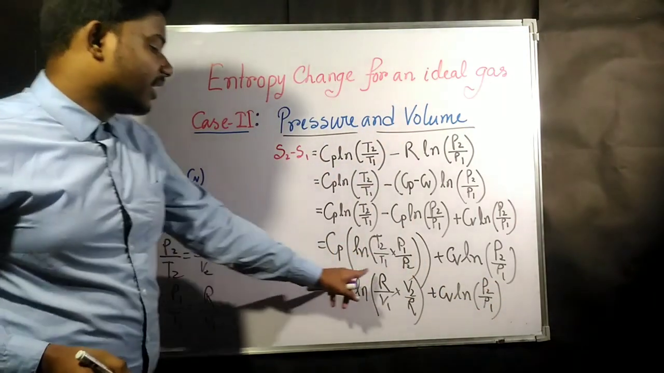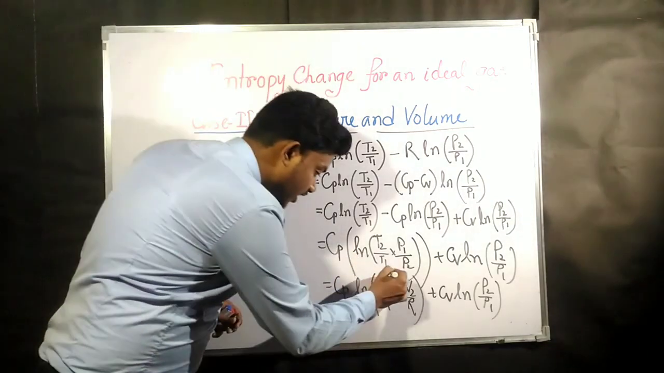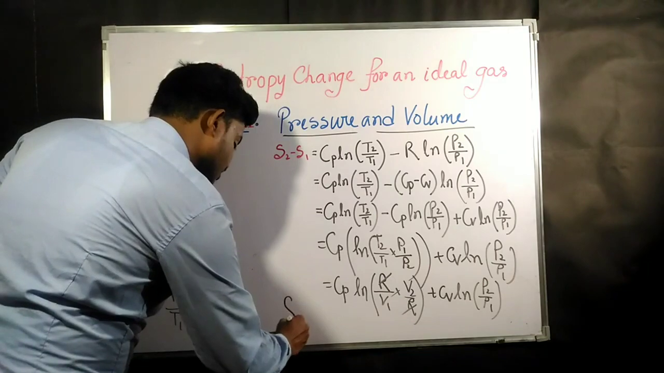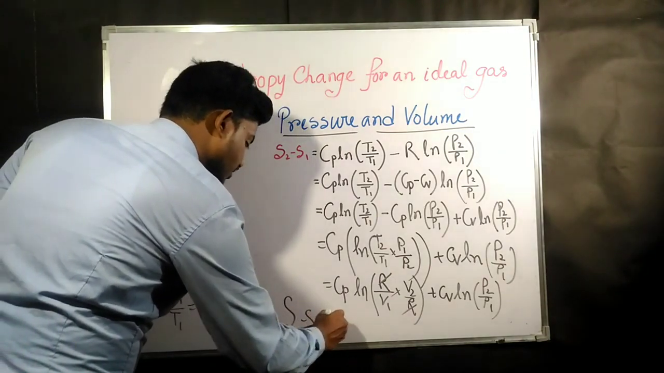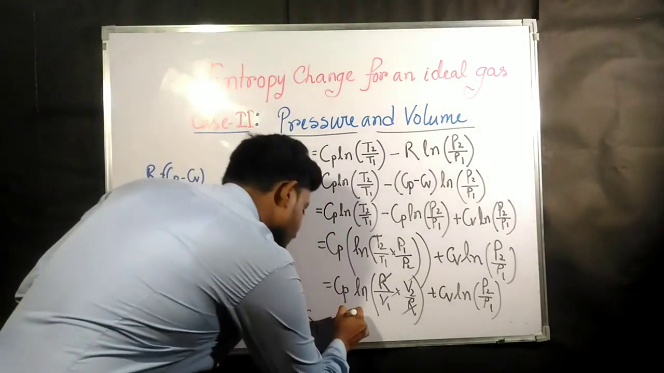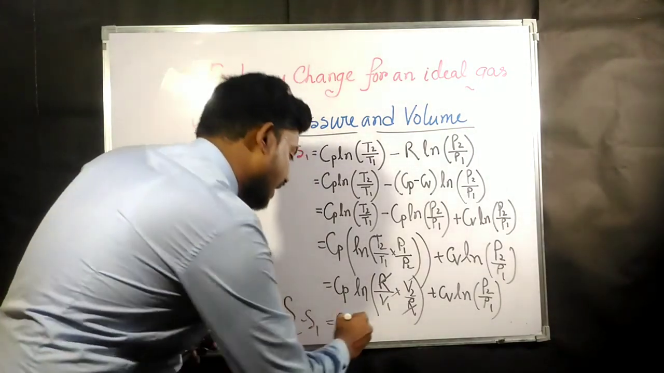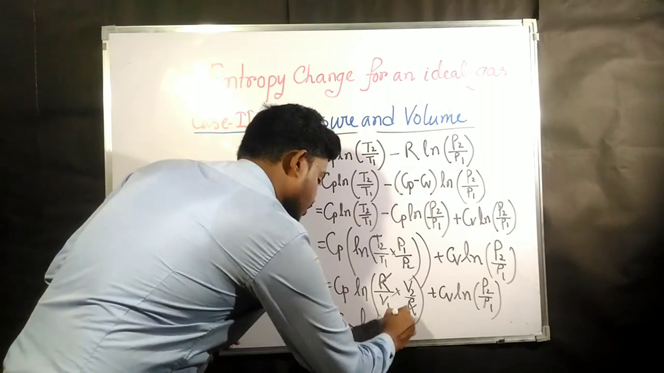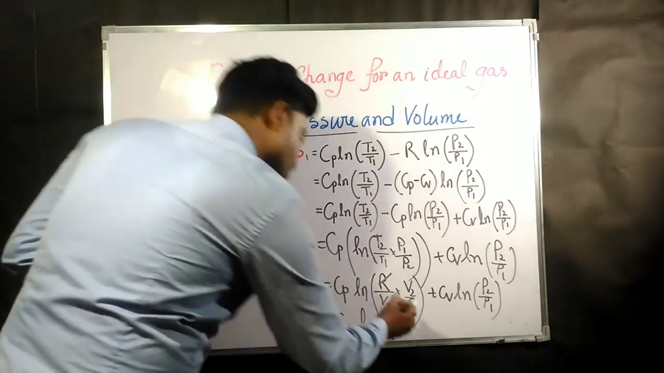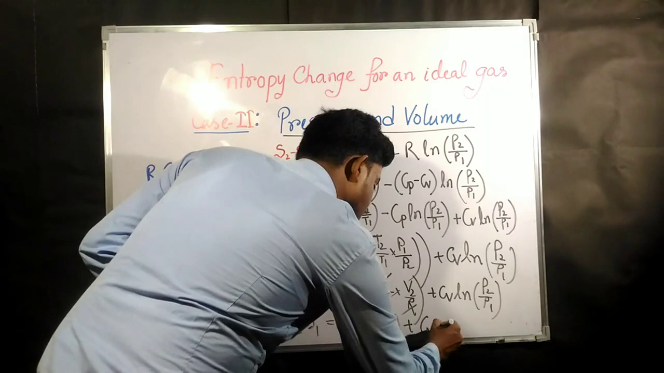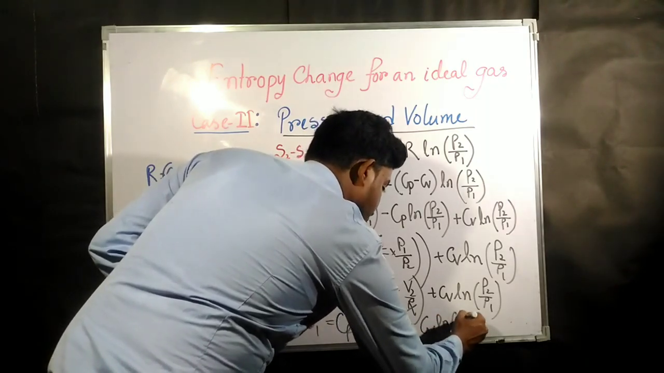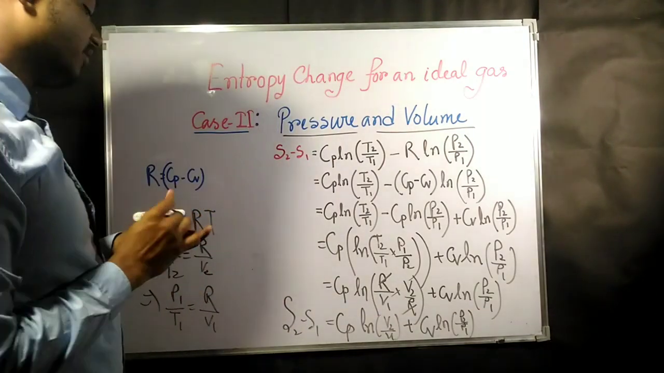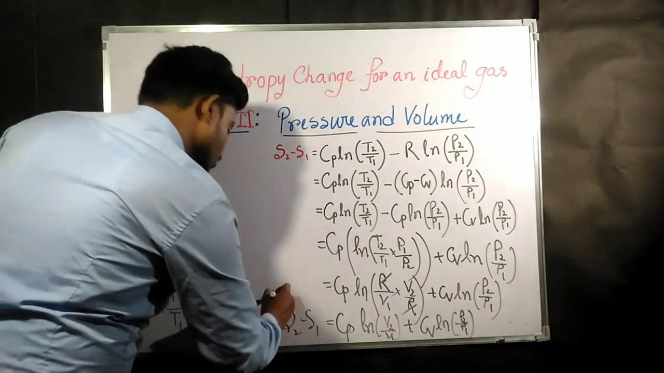Now R is constant, so R is going to get cancelled out. So what is the final expression? The final expression is S2 minus S1 equal to Cp into ln of V2 by V1 plus Cv into ln of P2 by P1. So this is the final expression in terms of volume and pressure.